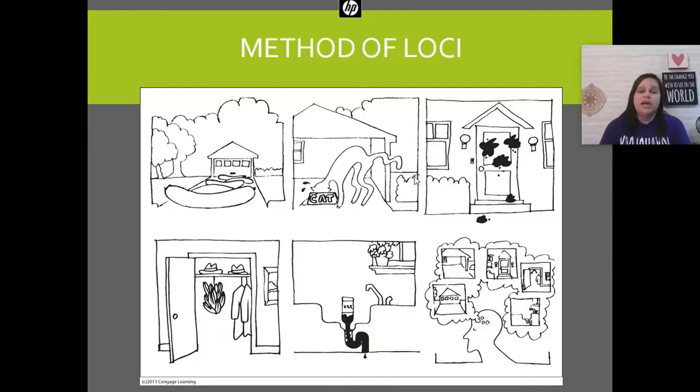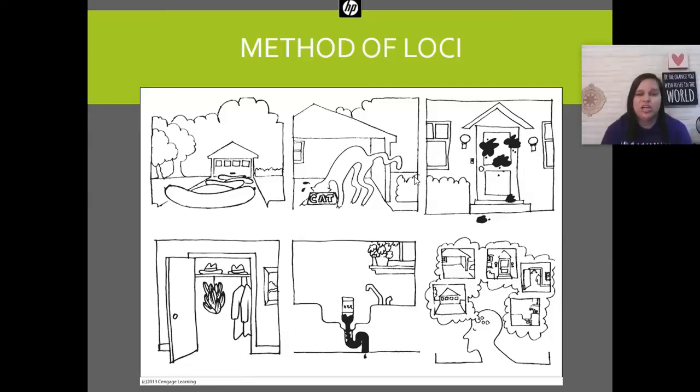The method of loci is also called the memory palace, and this is based off of what the ancient Greeks would do when they were trying to memorize long speeches that they had to give, but they couldn't write them down. They just didn't have the means for writing out information back then. They would associate their memories with actual locations. So they would walk around their palace, and in each room of their home, they would memorize a portion of their speech. And then when they had to give the speech, they would visualize themselves in each of those rooms, and then that part of the speech would be recalled.